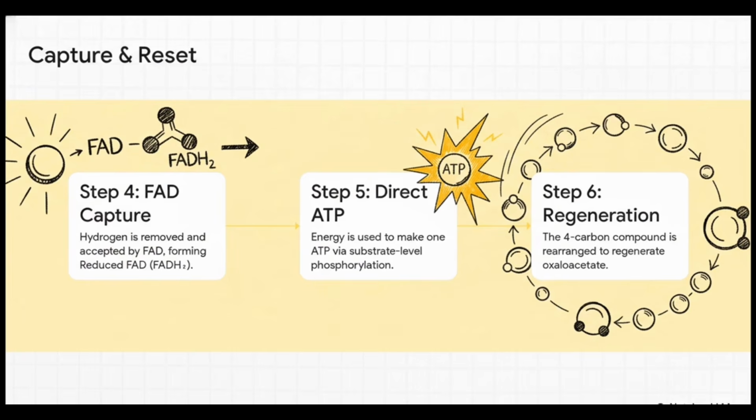Another one of our energy taxis, FAD, comes in and grabs a hydrogen. Then something cool happens. A single molecule of ATP is made right there on the spot. It's like a little spark of power coming directly from the engine itself. And finally, after a bit of molecular shuffling, that original 4-carbon starter molecule, oxaloacetate, is perfectly reformed, ready to go again.